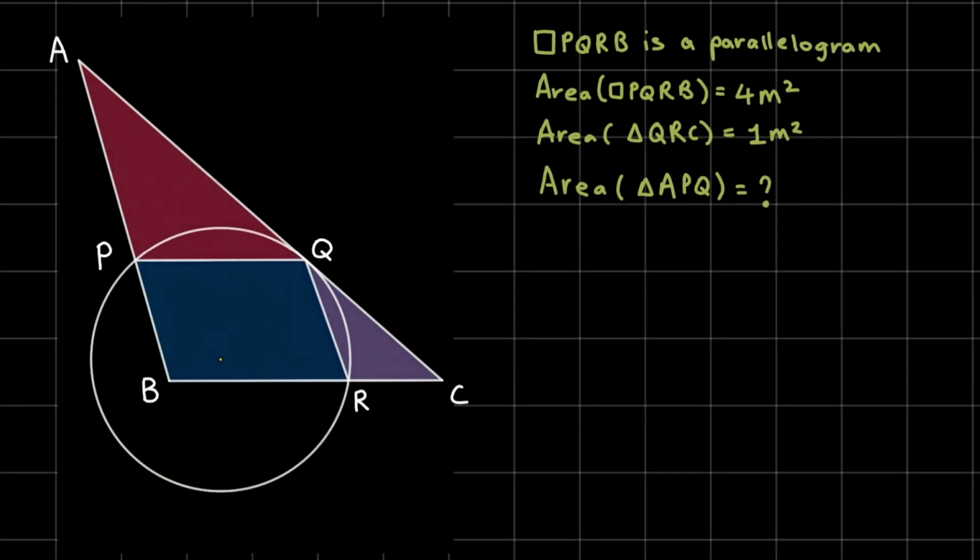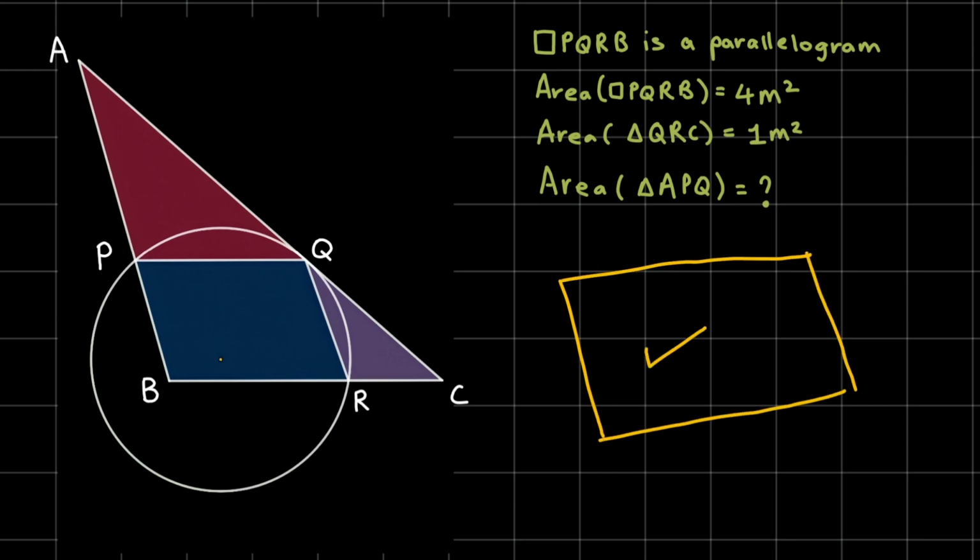Okay, now let us start with the solution. So the first thing that we are going to do is we are going to utilize the fact that we have a parallelogram inside this diagram. Now what exactly is a parallelogram? So parallelogram is a quadrilateral in which opposite sides are equal and parallel.